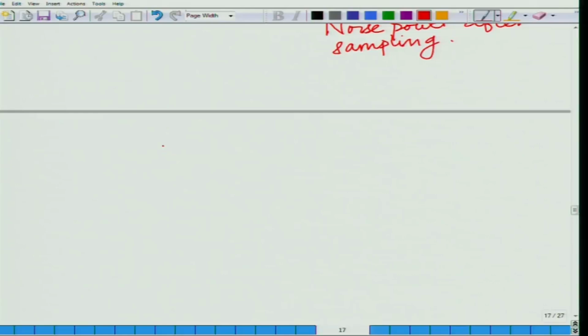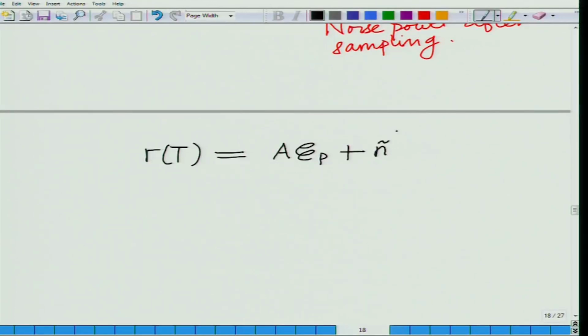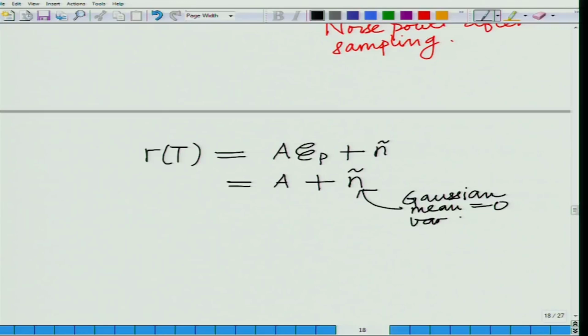So, basically the output is R(T) equals A EP plus n tilde. Setting EP equal to 1, this is A. I am writing EP again so that the expression is general and can be valid also for scenarios where EP is not necessarily equal to 1. Here n tilde is Gaussian with mean equal to 0 and variance equal to n naught.